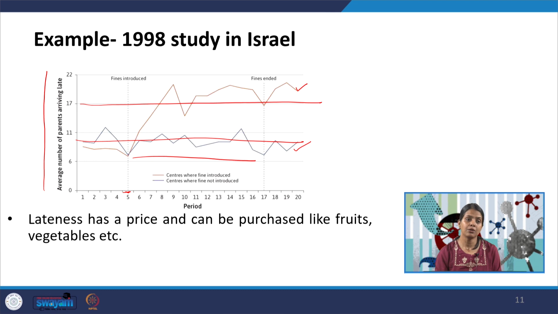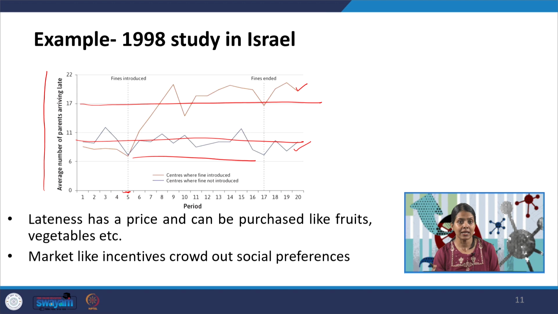So, the parents were no more suffering from any moral obligations. They were not feeling guilty. They thought, fine, I can now go late because I will be paying a price for going late. I am basically purchasing the additional time given by the daycare workers, and that appears pretty much legitimate. So, market-like incentives actually crowded out social preferences. When they were coming on time on their own, that was because of social preferences. They were thinking about how they should behave in a social context. Thinking about others, thinking about society is broadly understood as social preferences.